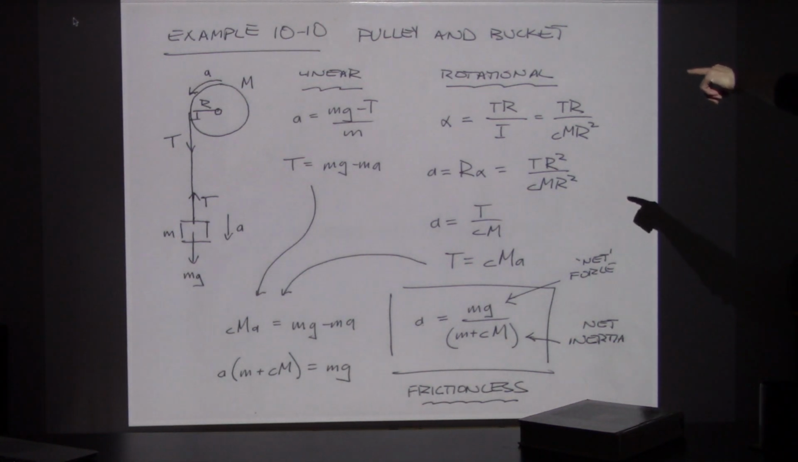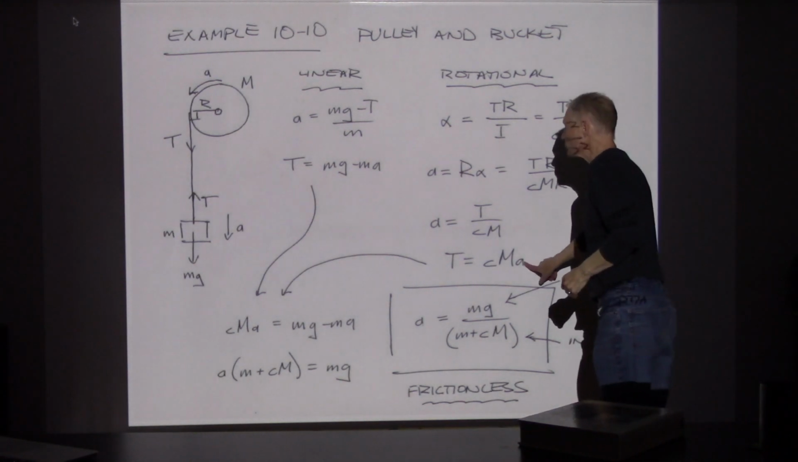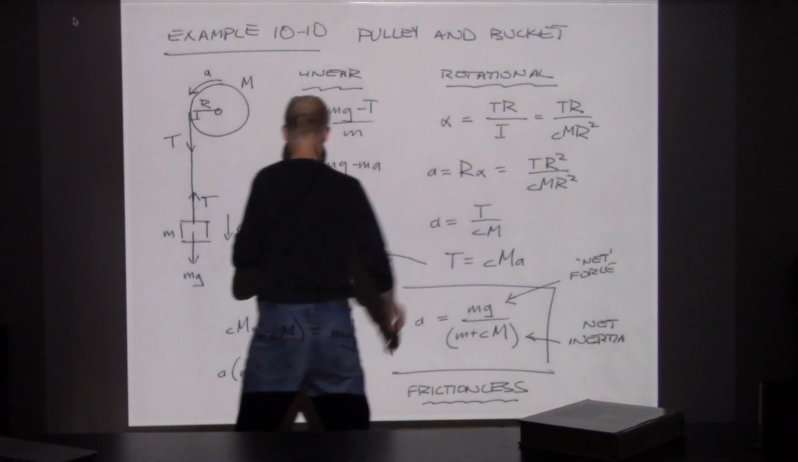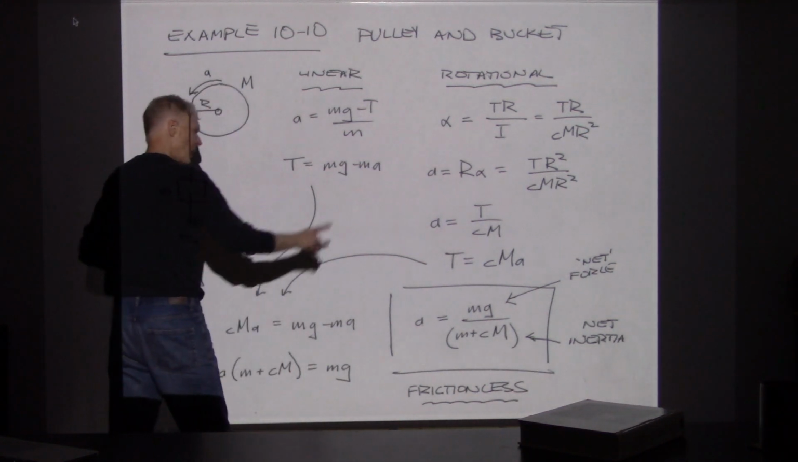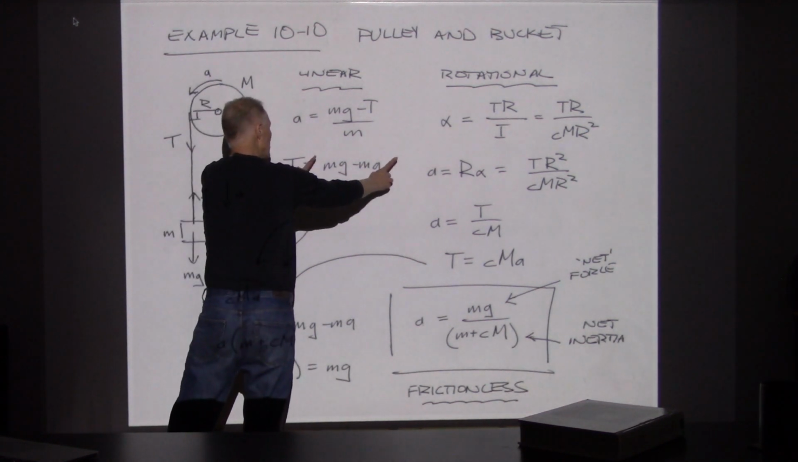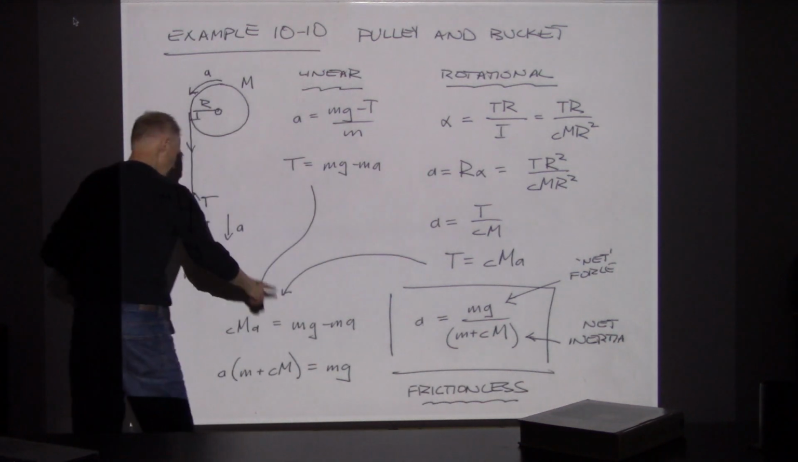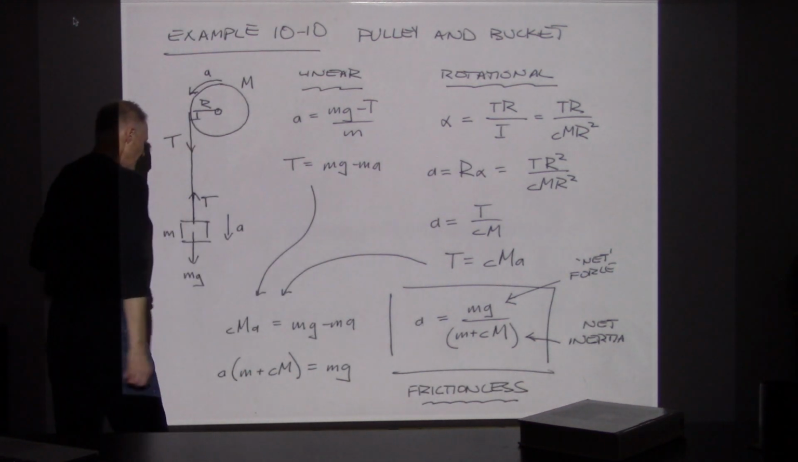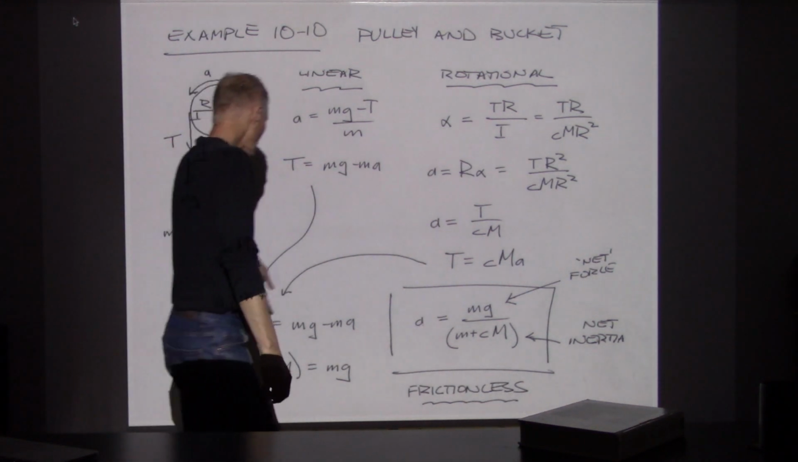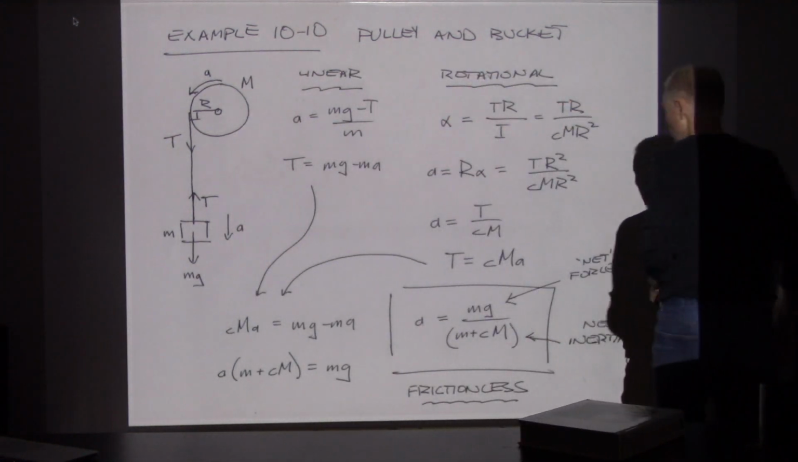The big M is the pulley, the little m is the bucket, and that's equal to a. So I took the two tension formulas and said cMa equals mg minus ma. That's right there, and then I solved it for a. There are a couple lines of algebra, and here's what we got.